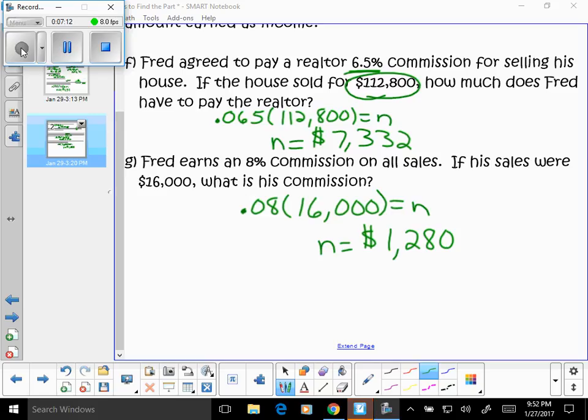Did you get G correct? The percent times the whole. The total amount of his sales were $16,000. The commission is going to be the percent of that. So that also tells you that you multiply, because here you're taking 8% of. That of also means multiply.